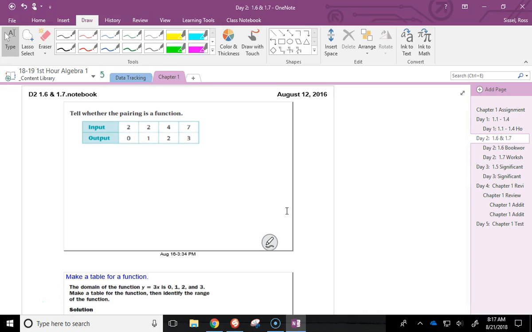Tell whether the pairing is a function. So what do we think with this one? I see my input domain x coordinates are 2, 2, 4, 7. My output 0, 1, 2, 3. Is this a function? I hear no. Why? There's no pattern. I like that. Good. X coordinates, I had 2 of them, and they went to 2 different y's. So, very easily, not a function.